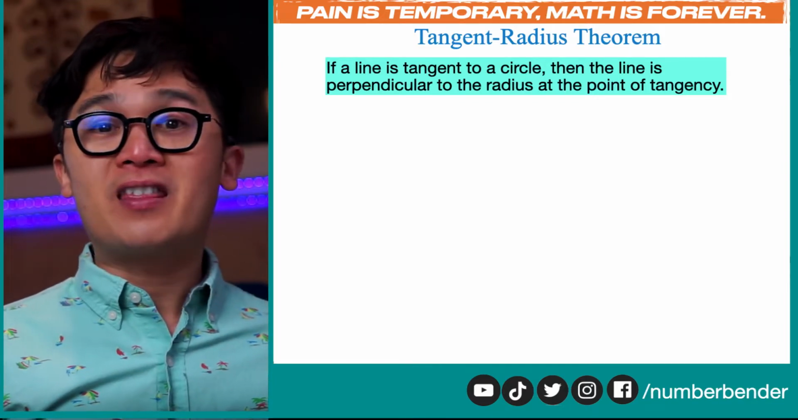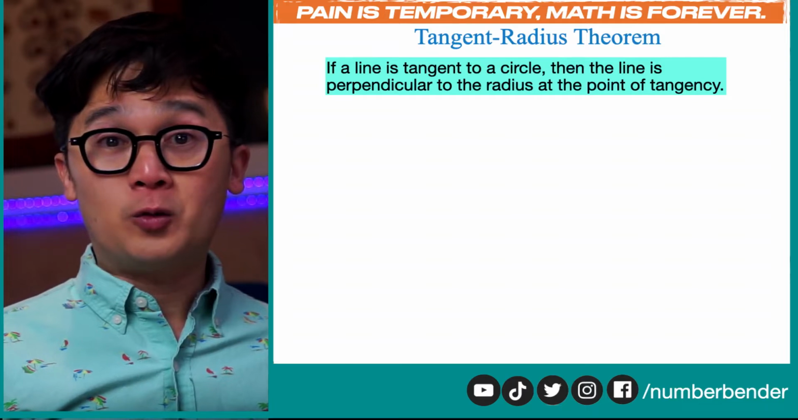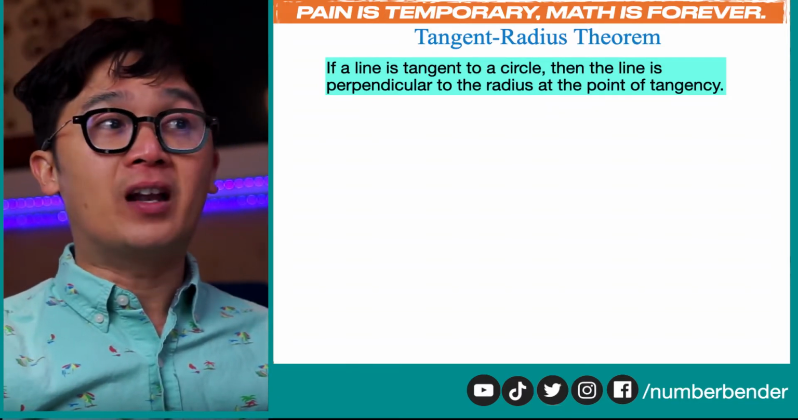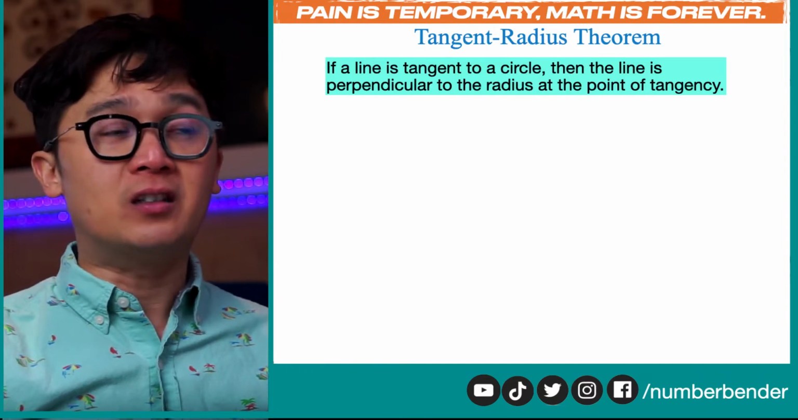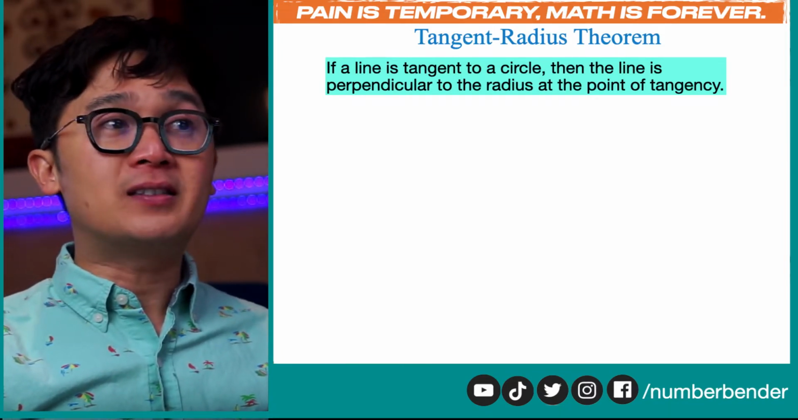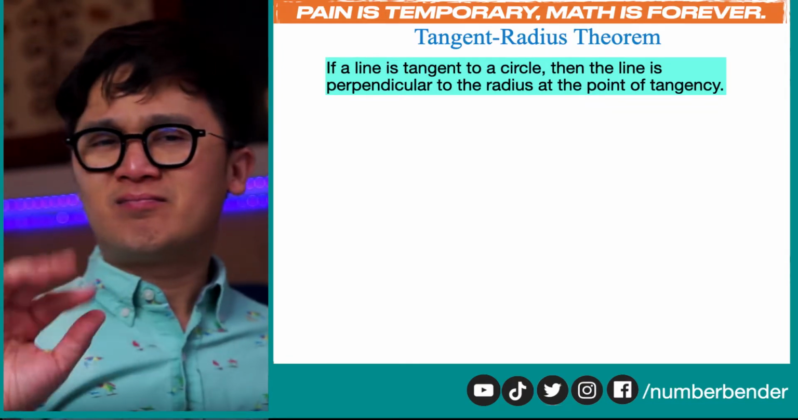Now, the first theorem that we're going to be including in our lesson today would be the tangent radius theorem. According to this theorem, if a line is tangent to a circle, then the line is perpendicular to the radius at the point of tangency. So what does it mean?